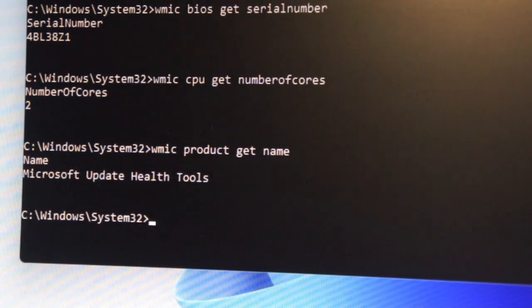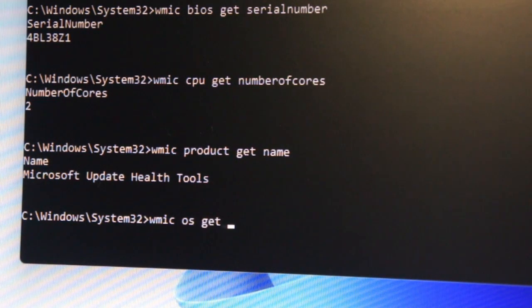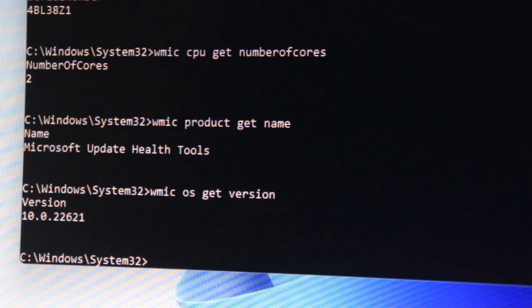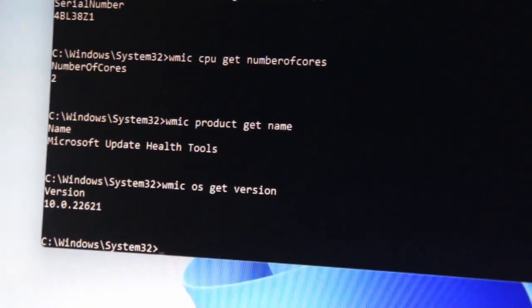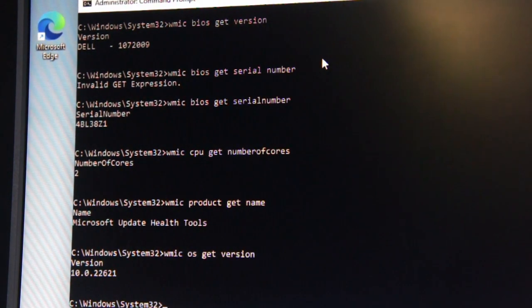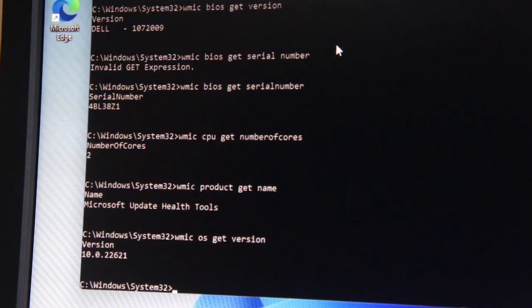So the last one is WMIC OS get version. So operating system, version 10.0 22621. So that's 5 useful commands. Get your serial number of your computer, how many cores your CPU has got, BIOS version, what products are loaded to the machine, and what operating system version you're running.